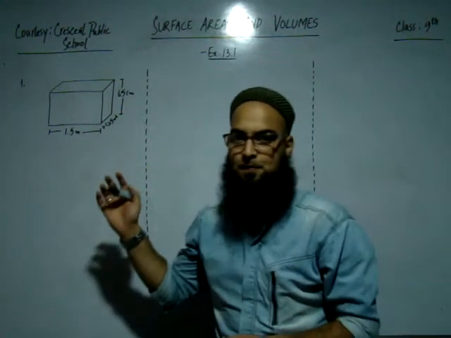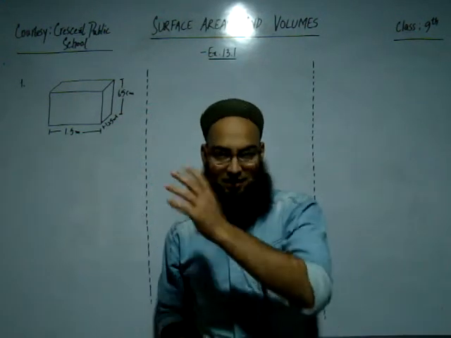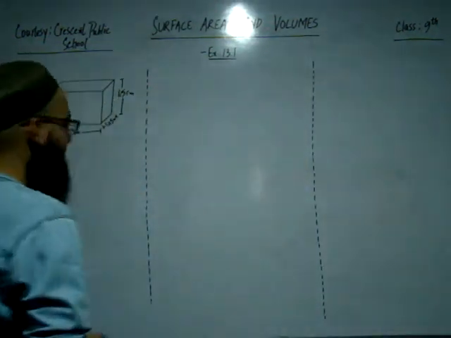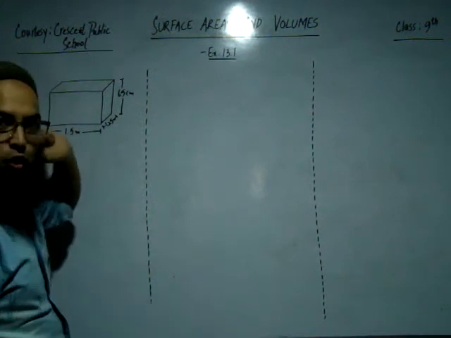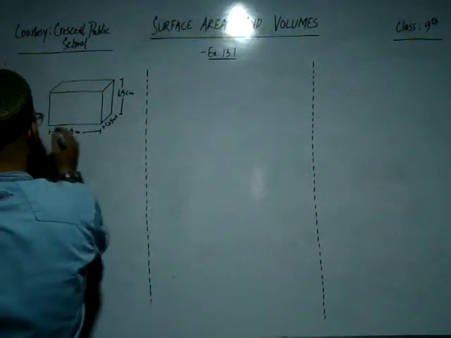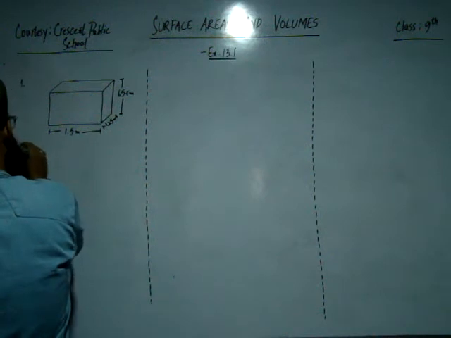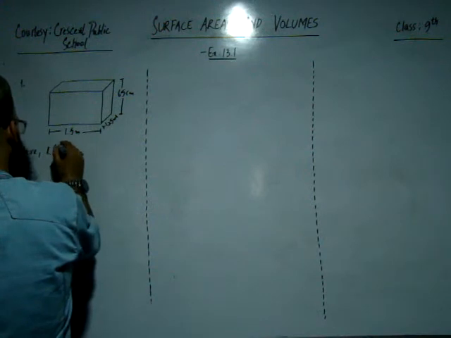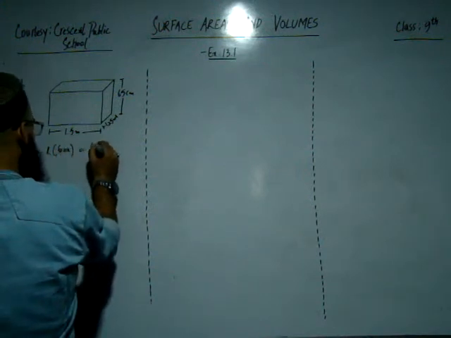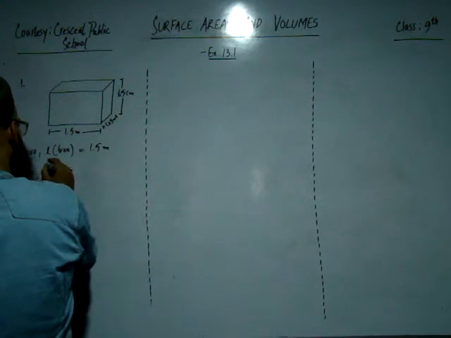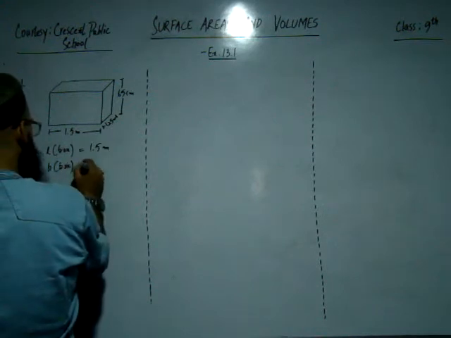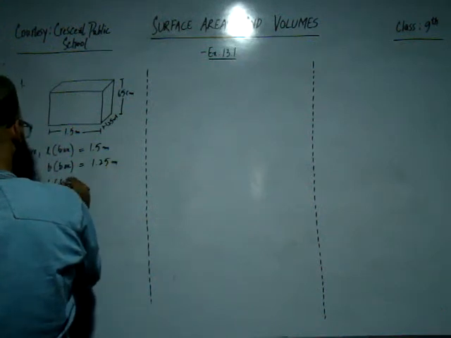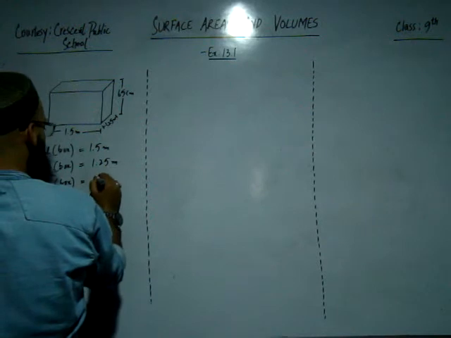Now, area of the sheet which is required to make this box will be equal to the surface area of this box. But remember, this box is open at the top. There is no top. So, what you write here? First of all, I have length of box, that is 1.5 meter. Then I have breadth of box, that's 1.25 meter. Then height of box, it is 65 centimeter.